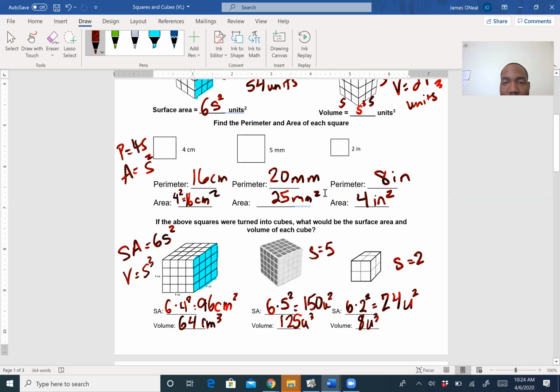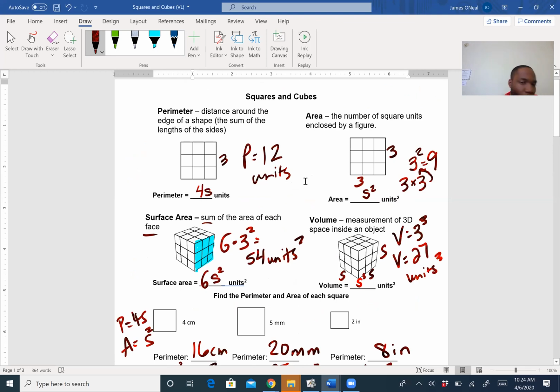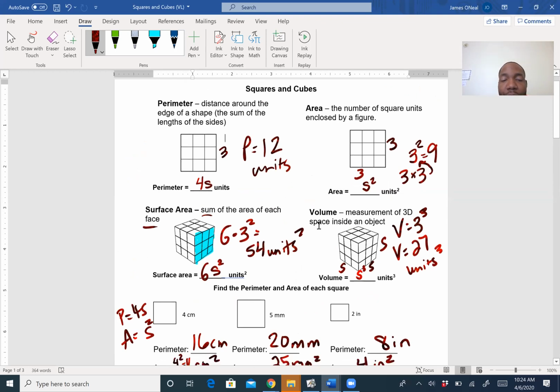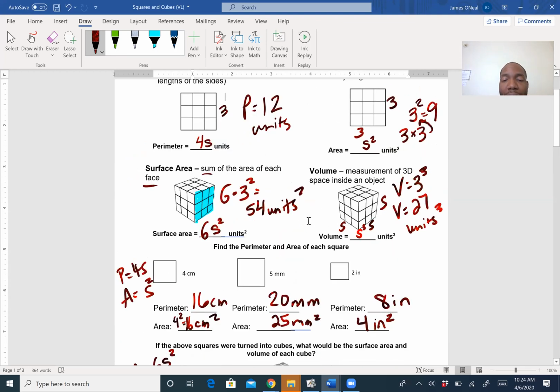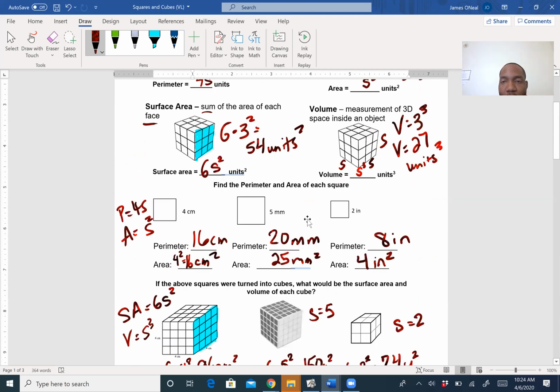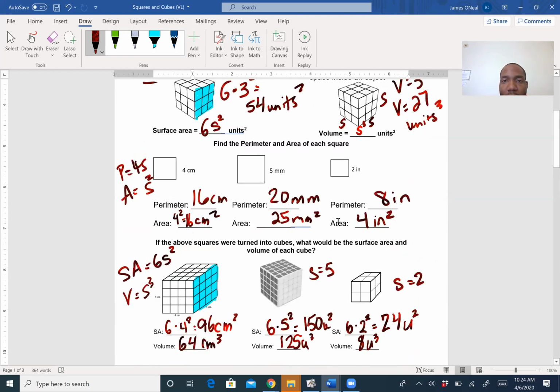All right, so that's the gist of what you're going to be doing. Your quiz covers perimeter, area, surface area, and volume of squares and cubes because it's getting us ready for tomorrow. I'm going to pause, or rather stop the actual video.